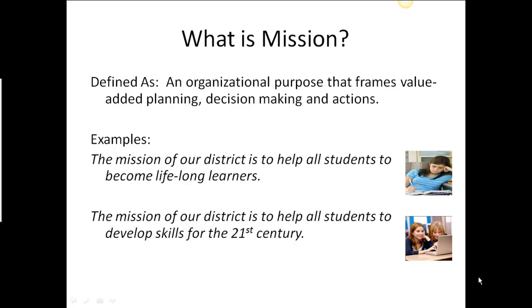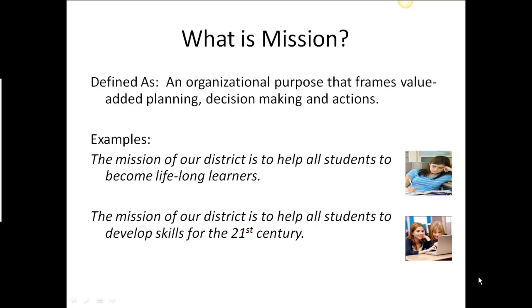Two examples of typical missions are here. If we were to say the mission of your district is to help all students to become lifelong learners, then as you walk through the day, you're going to begin to ask whether or not what you're performing or thinking about or doing as an instructional leader actually adds to students becoming lifelong learners.